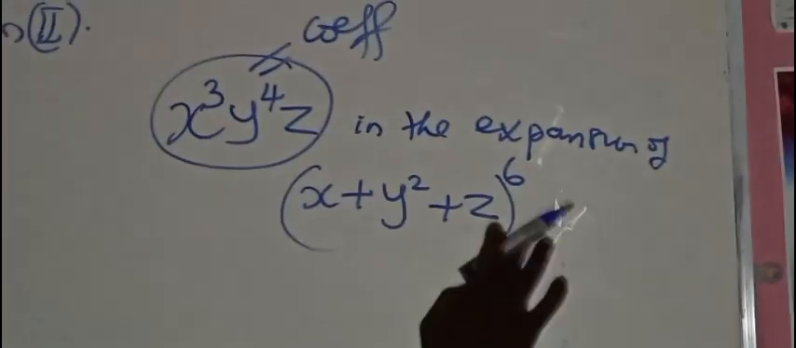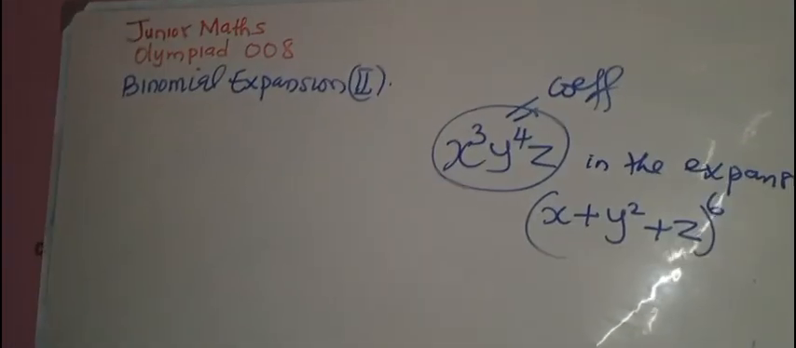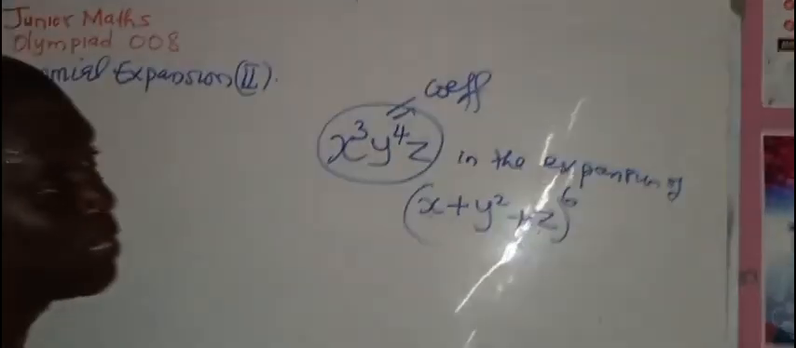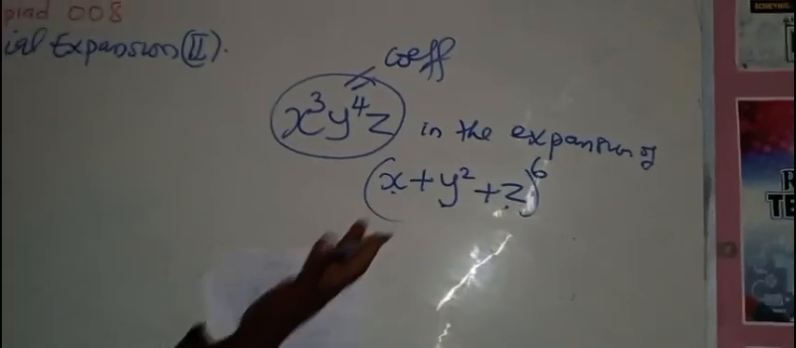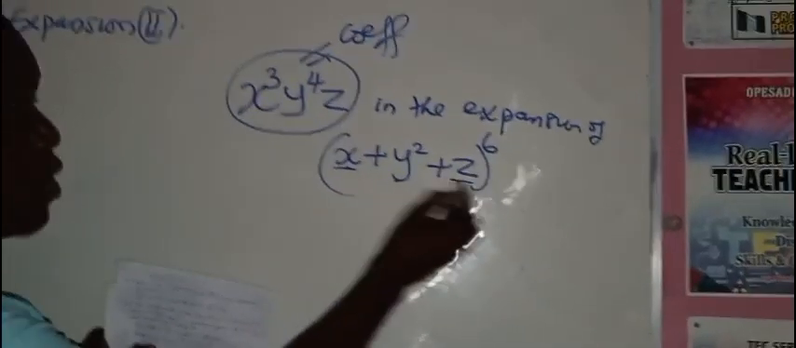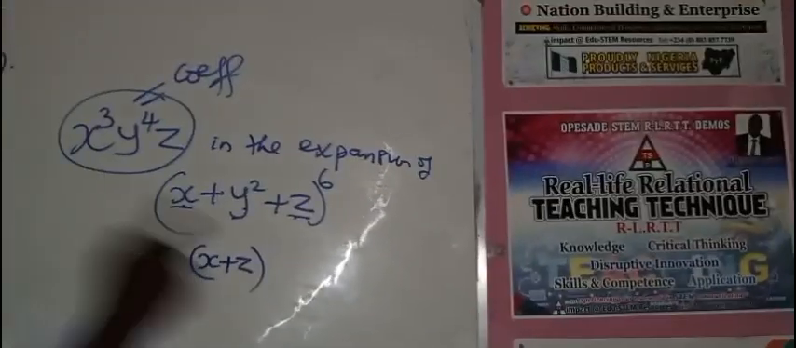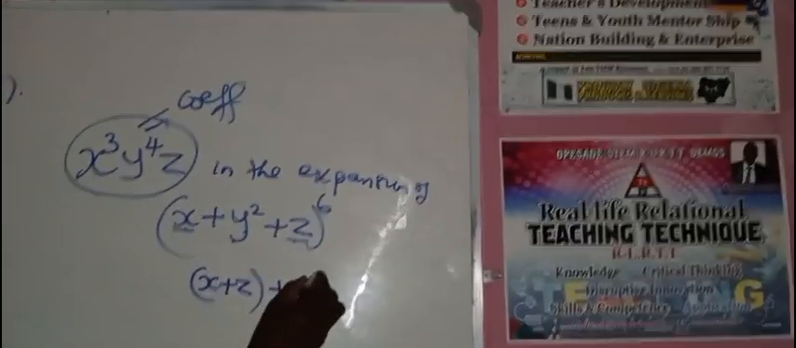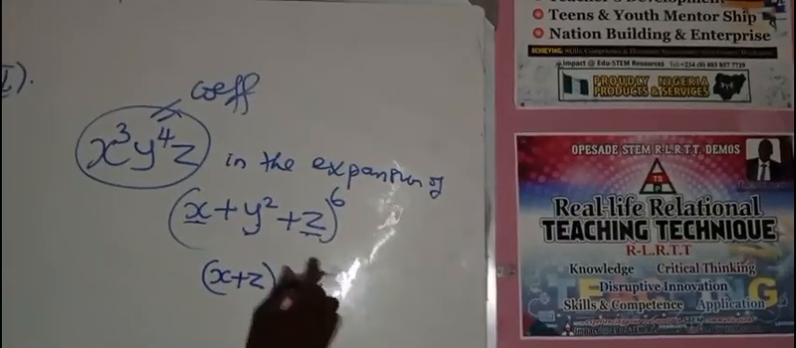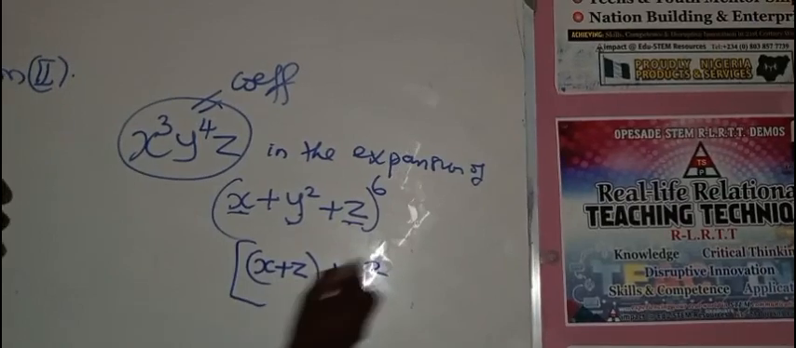By the time you expand this, you remember the topic is binomial expansion. Binomial means 2, but we are having 3 things here: 1, 2, 3. So if you look at this, you try to make 2 of them become 1. And the easiest one, of course, is to pick x and z, because the y already has an exponent. So you have (x plus z) in bracket, then plus y squared, everything raised to the power 6.